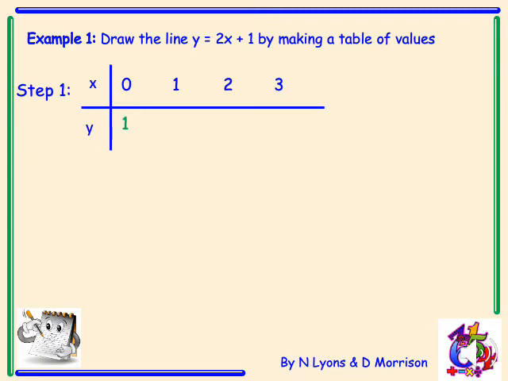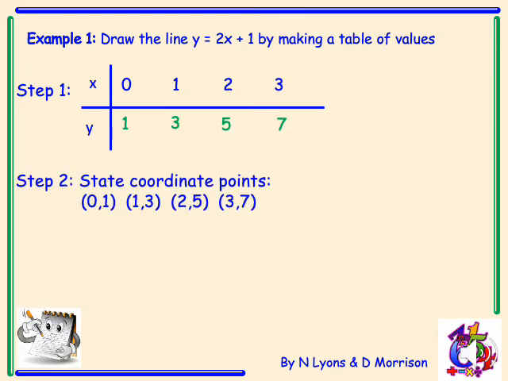If we put 1 in place of x, 2 times 1 is 2, add 1 gives us 3. 2 in place of x, 2 2s are 4, add 1 is 5. 3 in place of x, 2 3s are 6, add 1 is 7. Once we have our table complete, step 2 is to state our coordinate points, x first and then y. So we've got (0, 1), (1, 3), (2, 5) and (3, 7).